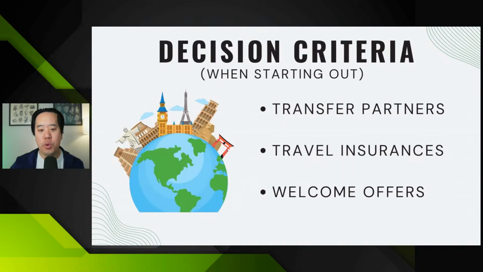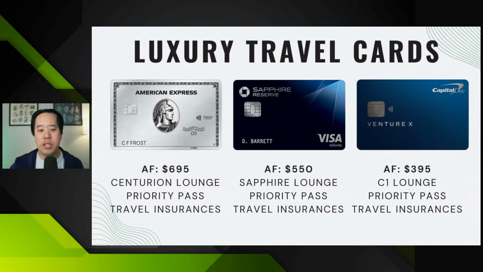So the first question is, when you're first starting out, what criteria should you use to make a decision? Well, you mentioned a few of them: transfer partners, travel insurances, and welcome offers. So the first thing is you wanted to figure out what premium card you should start out with for your next travel adventures. And there are only 3 that we know of that fit that category. That's going to be the Amex Platinum, Chase Sapphire Reserve, and Capital One Venture X, right? And in your situation, these are what's relevant for you.